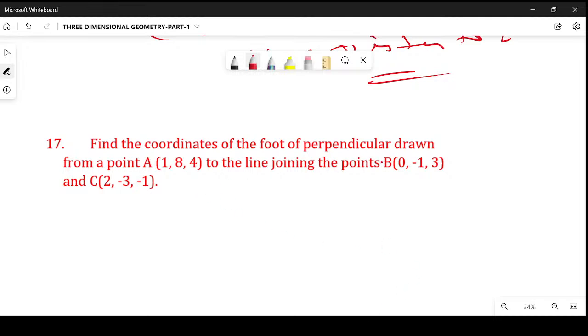Find the coordinates of the foot of the perpendicular drawn from a point A(1, 8, 4) to the line joining the points B(0, -1, 3) and C(2, -3, -1). See, this is the most important model, an expected question. You can see what they are asking here: the foot of the perpendicular.